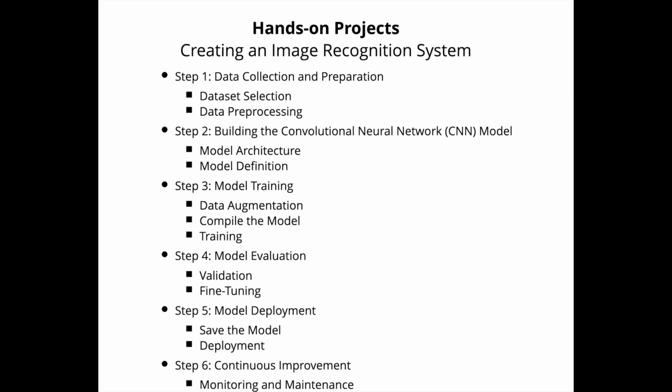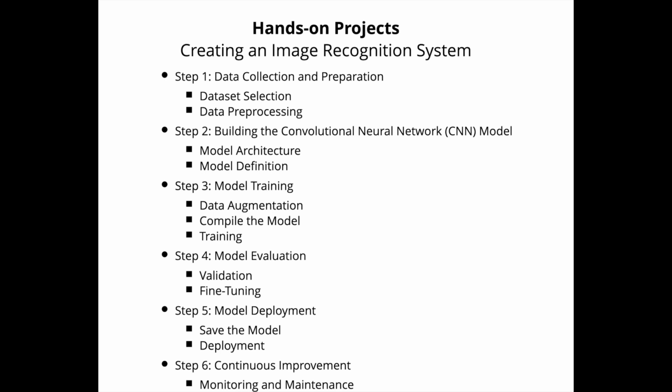Step 4 is model evaluation. Validation: evaluate the trained model's performance on the validation dataset using metrics like accuracy, precision, recall, and F1 score. Fine-tuning: fine-tune the model architecture and hyperparameters based on validation performance to optimize model performance.